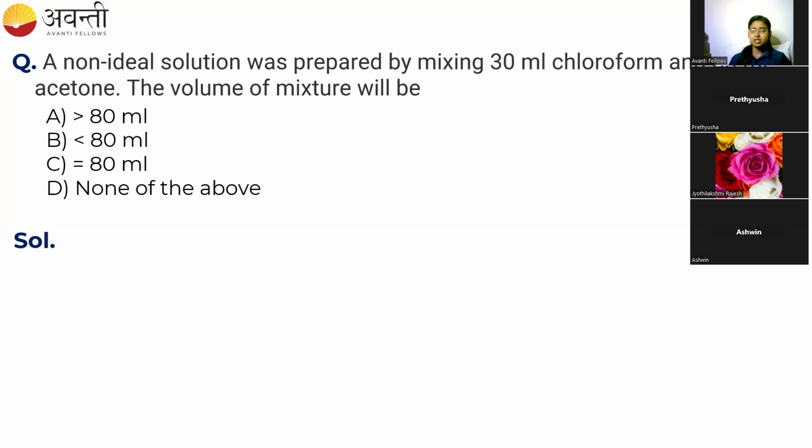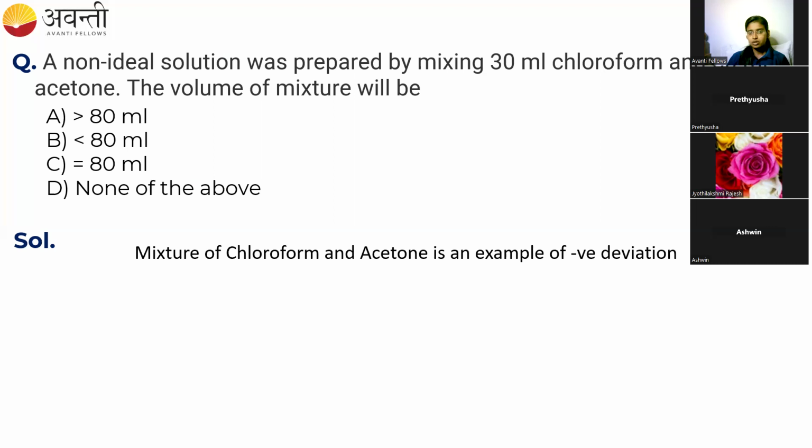First of all, tell me the mixture of chloroform and acetone is an example of which solution? Ideal or non-ideal? Chloroform and acetone is an example for non-ideal solution. Okay. And specifically, they will come under negative deviation. So, the mixture of chloroform and acetone is an example of negative deviation.